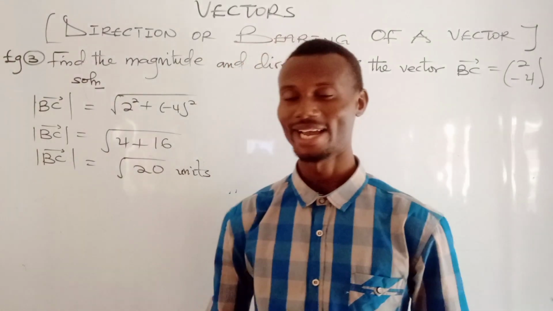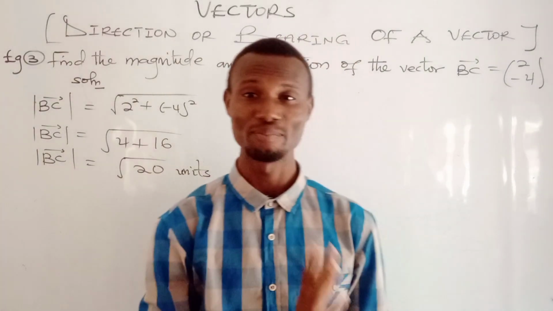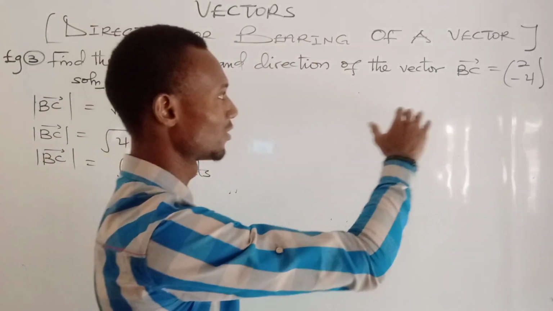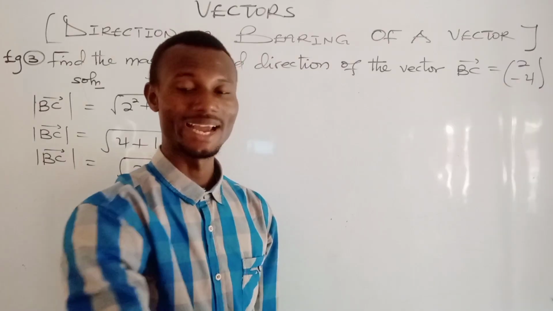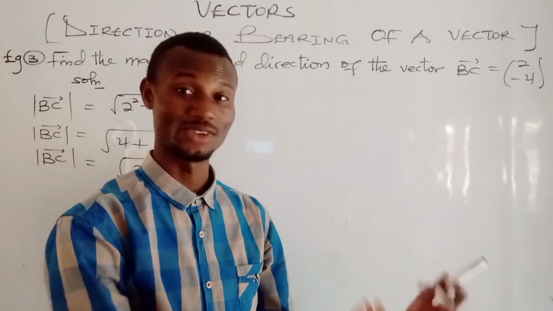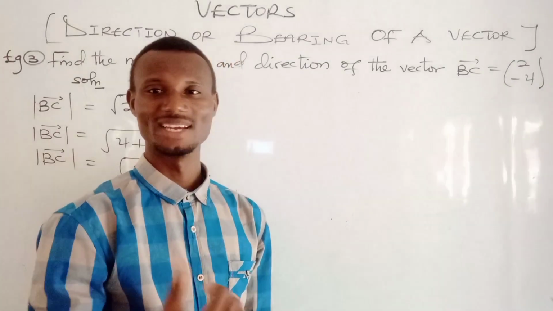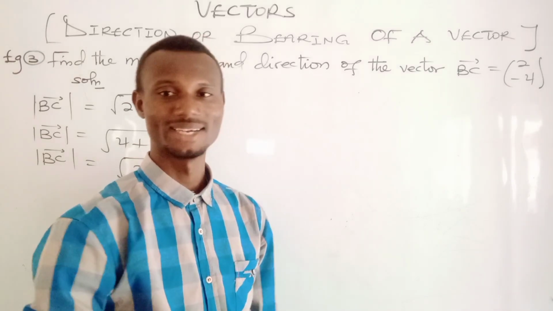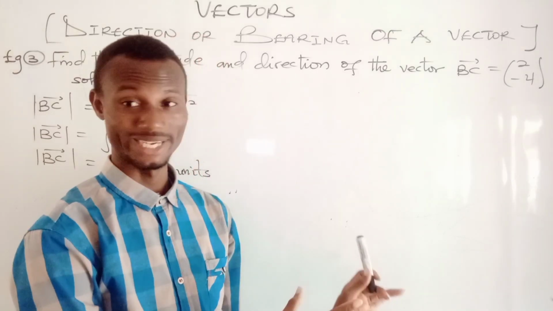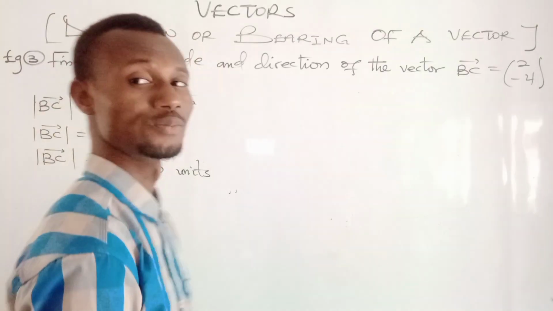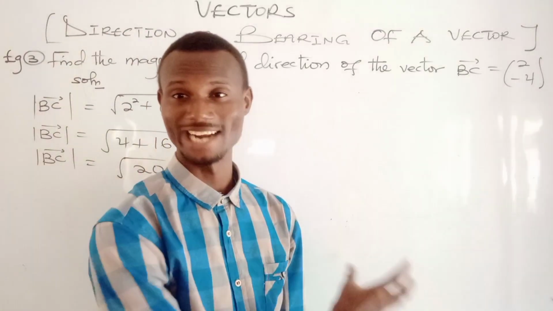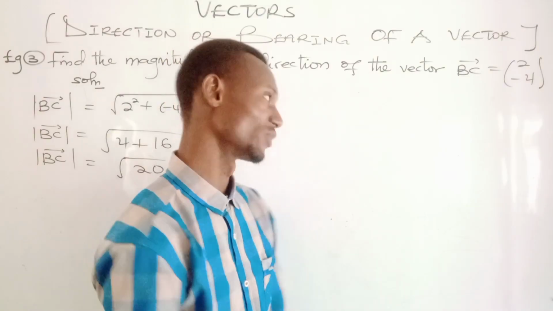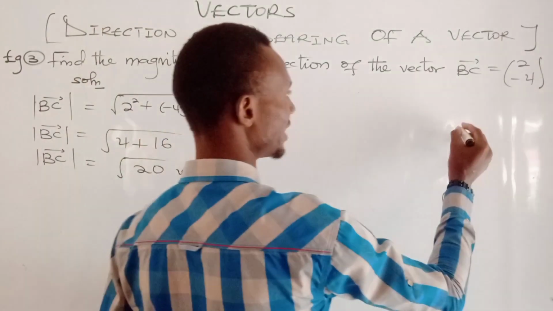Let's go ahead and attend to the second part of the question, which says that we should find the direction of the vector BC. And this I've taught you in the previous videos as well, how to find the direction of a given vector. So we are going to apply the knowledge to do it. Okay, so first of all, we are going to draw our cardinal points. I've explained this a lot to you in the previous videos. So I'm going to draw my cardinal points.